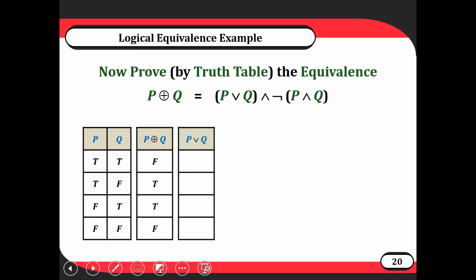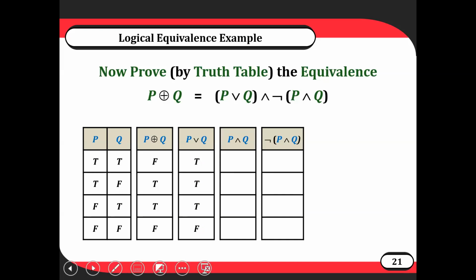So now let's figure out the next expression. We're going to have to break it down into sub-expressions, evaluate them, and then put them together. So P or Q: if either P or Q is true, then we write true. In this case, P is true. In this case, Q is true. And the only one that is false is when both P and Q are false. Okay, so we have our first sub-expression.